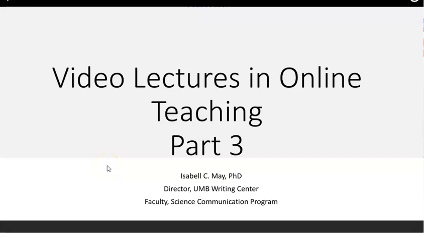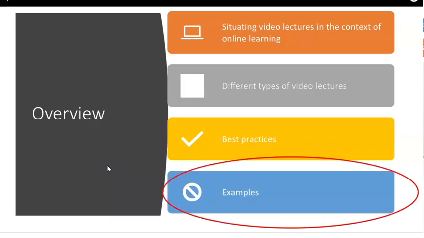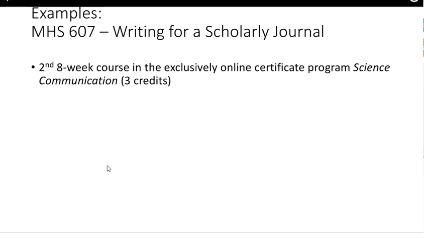In this third and last part on video lectures in online teaching, I want to walk you through some examples of my own teaching to illustrate some of the points I made in the two earlier videos on this topic. So the examples I'm going to show you come from one of my online courses called MHS 607, Writing for a Scholarly Journal. This course is the second 8-week course in our exclusive online certificate program, Science Communication, in the graduate school. So students take that typically in the second half of the fall semester.